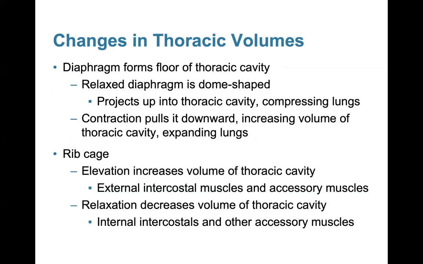So how do we change the thoracic volumes? The diaphragm will form the floor of the thoracic cavity. A relaxed diaphragm is dome-shaped, projects up into the thoracic cavity, and compresses the lungs. Contraction pulls it downward, increasing the volume of the thoracic cavity and expanding the lungs. For the rib cage, elevation increases the volume of the thoracic cavity. You have the external intercostal muscles and accessory muscles. Relaxation decreases the volume of the thoracic cavity. You have the internal intercostals and other accessory muscles, which will accomplish that.